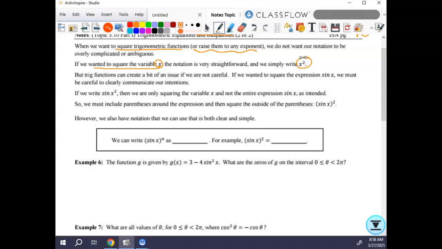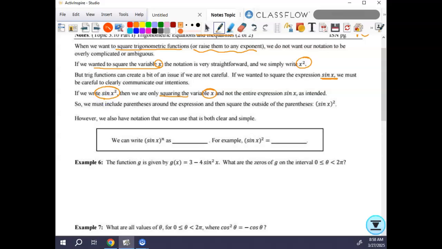If we wanted to square the expression sine x, that's different than just doing the x, so we have to be careful. If we write sine x squared like that, all that's doing is squaring the variable x, just like it looks, which is a possible thing that we would get. We're not really going to see anything like that. You would definitely see that in calculus, but that would mean, if I want the sine of pi thirds, I would square pi thirds before I took the sine value. That's what this implies right here.